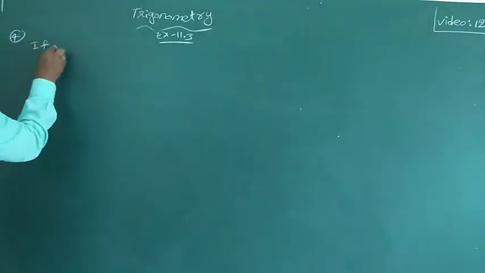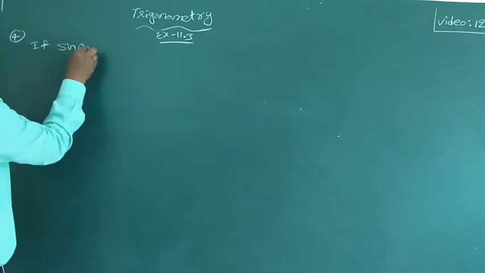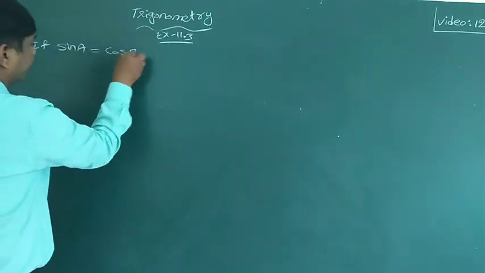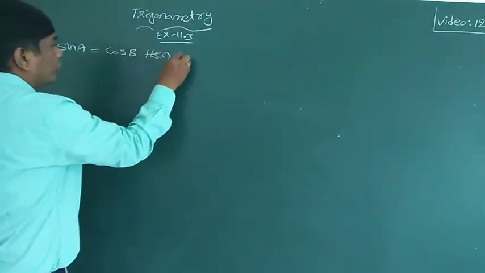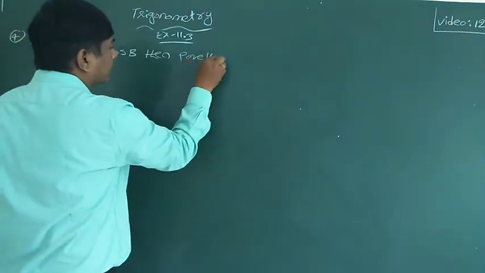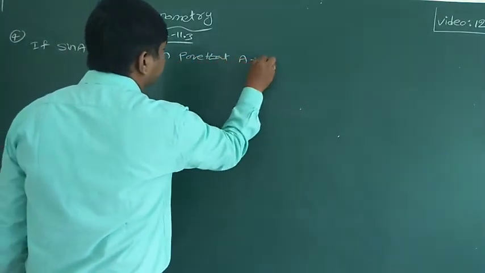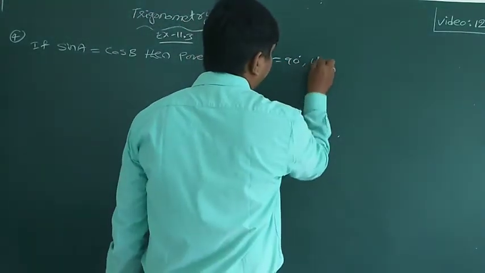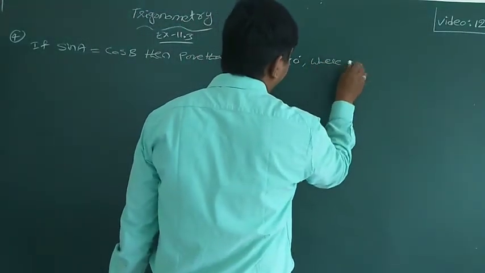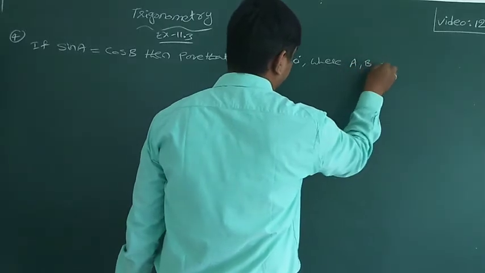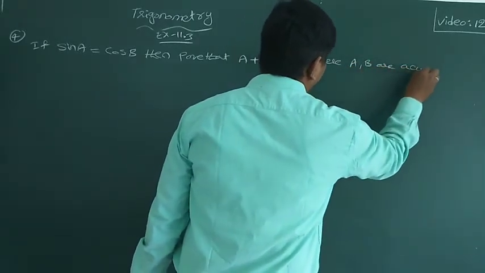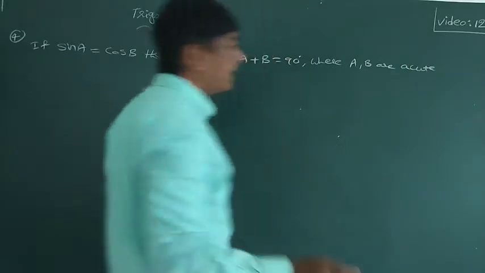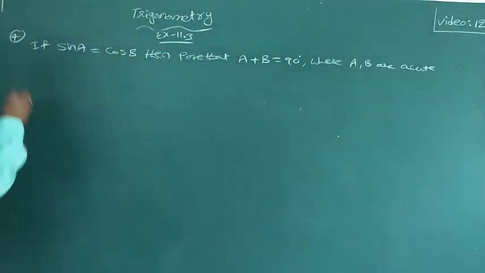If sin A is equal to cos B, then prove that A plus B is equal to 90 degrees, where A and B are acute angles.